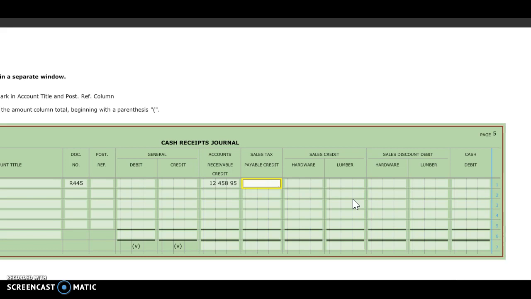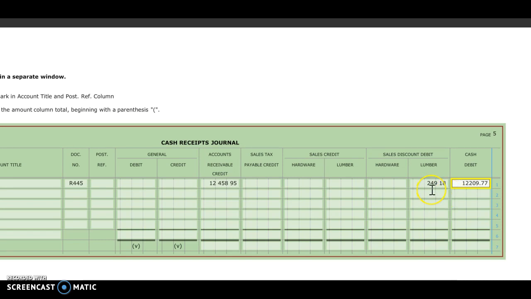So we need to figure out that 2% discount. So we're going to take 12,458 times 2%. All right, so our discount is going to be, we're going to round that. And this was lumber. So $249.18. And then we're going to subtract those 2 numbers to figure out how much they actually paid us. And so our cash debit is going to be $12,209.77.